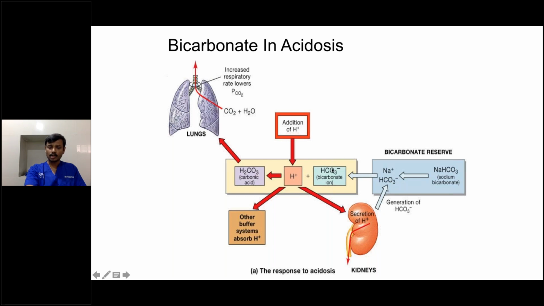Meanwhile, bicarbonate concentration is low. Acidosis means the bicarbonate concentration will be low. This low bicarbonate concentration will be restored from the reserve by generation of bicarbonate by the kidney. So the kidney generates more and more bicarbonate into the reserve, so that it will be added to the bicarbonate which is used. So ultimately the kidney is helpful here. So this is how the bicarbonate in acidosis is helpful.